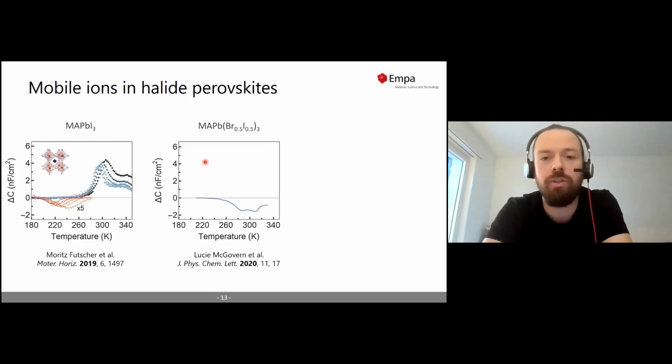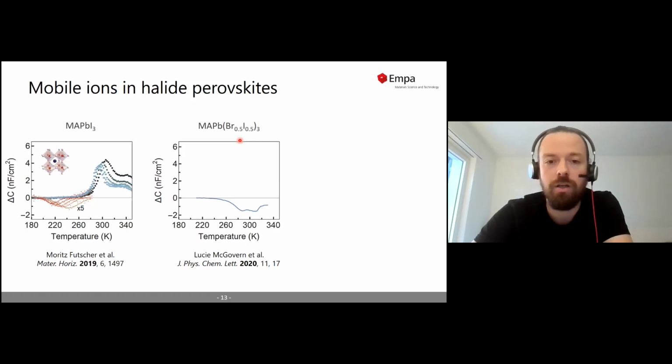Here I show you, for example, one for 50-50 bromide and iodide, so mixed halides. And there are a few things you see. First of all, there's no positive capacitance. This indicates that there's no methylammonium migrating in this mixed halide system. This is also expected from theory, because the bromide lead octahedra have a strong bond to the methylammonium ions, which hinders their migration. In addition, the lattice shrinks slightly as you add more bromide, which also makes it more difficult for the methylammonium to migrate.